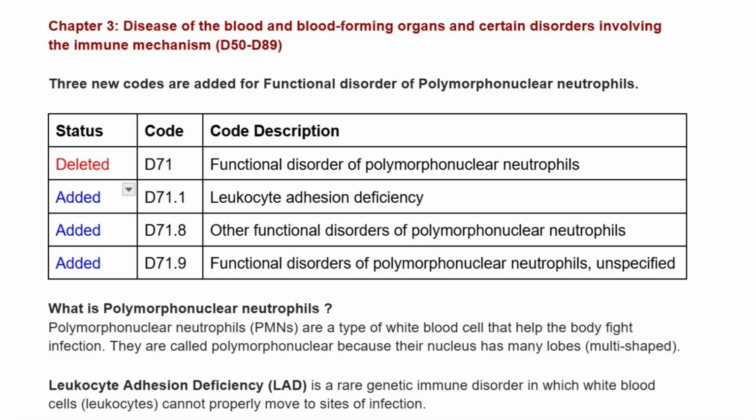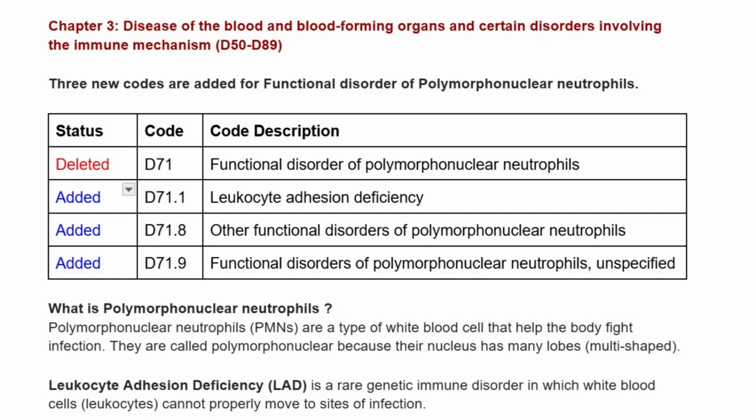Chapter 3. So, 3 new codes are added for functional disorders of polymorphonuclear neutrophils. Earlier, we had only one code, D71. But now that code is deleted and replaced with more specific ones. The new codes are D71.1, leukocyte adhesion deficiency, D71.8, other functional disorders of polymorphonuclear neutrophils, D71.9, functional disorders of polymorphonuclear neutrophils, unspecified.